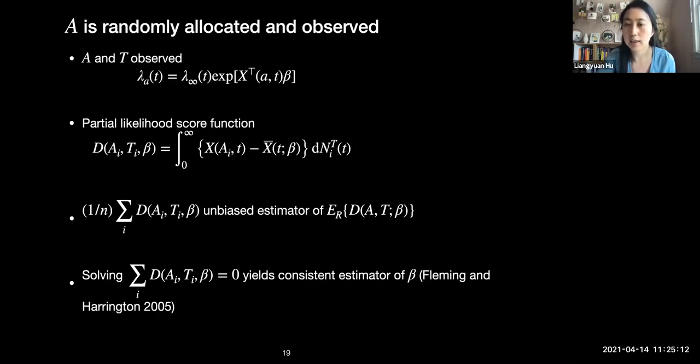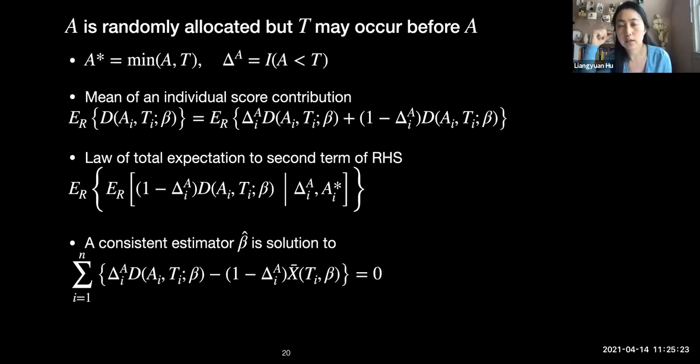So E of R here indicates the randomization setting. And then we can solve this unbiased estimating equation to get the consistent estimate of beta. Now, if A is still randomly allocated, but T deaths can occur before treatment initiation, in this case A will be censored by T. Then we can break the expectation of this individual score contribution into two parts.